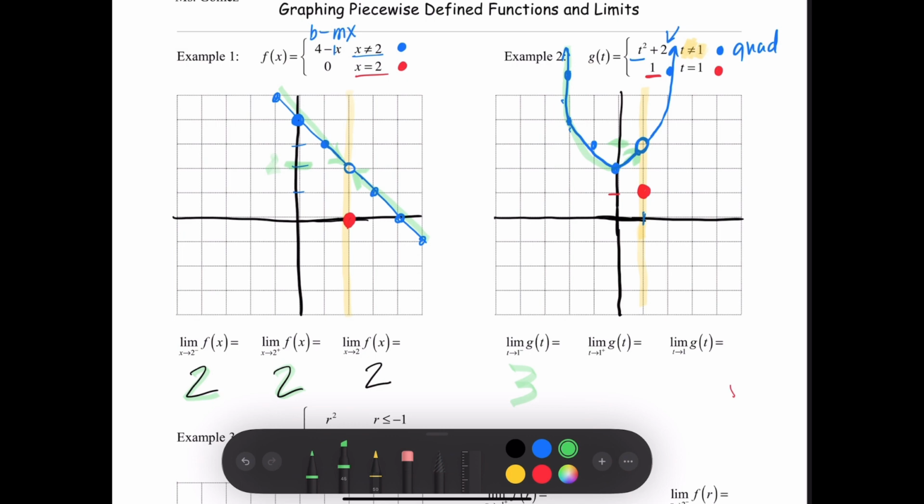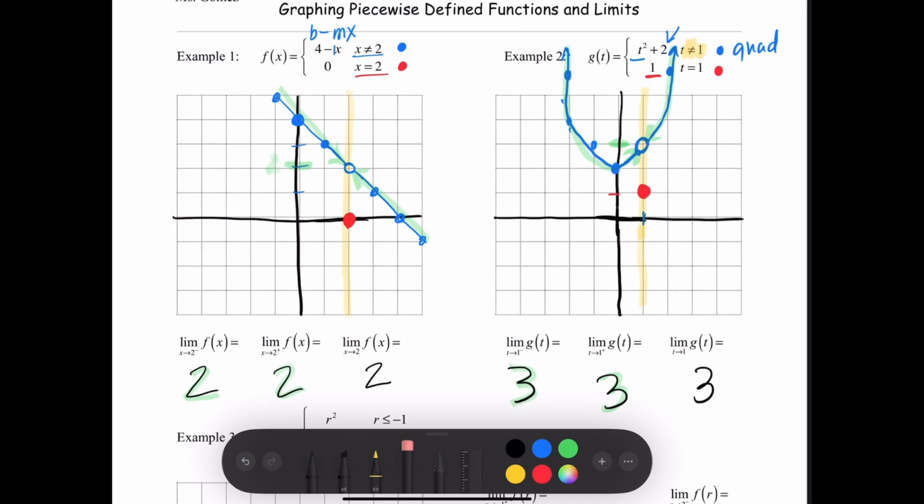Okay. Now same thing on the right side. As I approach t equals 1 from the right, I'm also reaching a y value of 3. And so because the left side and the right side match, I know that the limit of g of t as t approaches 1 is 3.